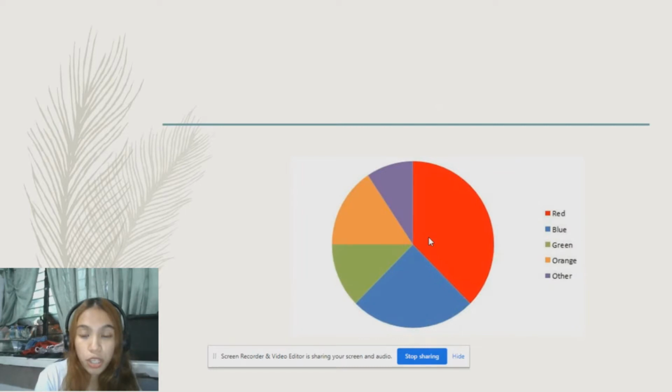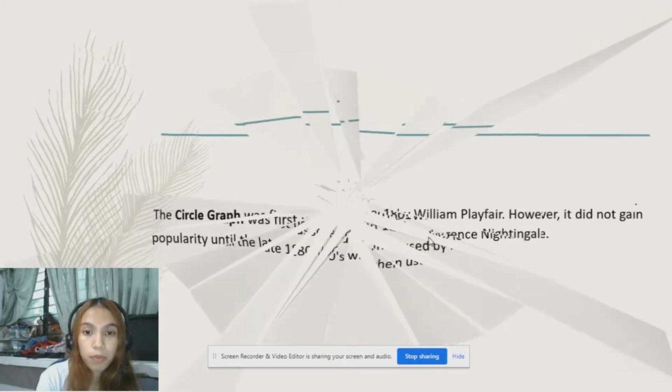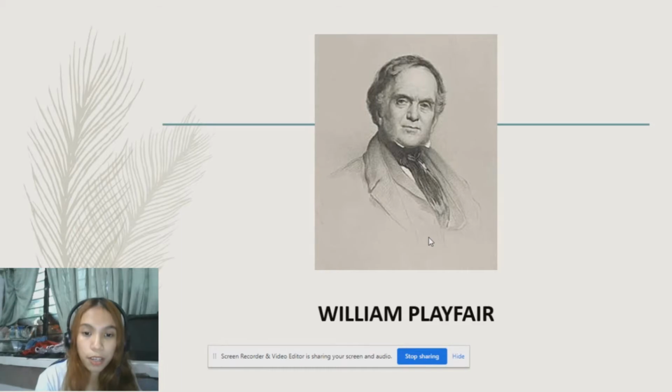Here is a picture of a circle graph. The circle graph was first used in 1801 by William Playfair. However, it did not gain popularity until the late 1800s when used by Florence Nightingale. This is a picture of William Playfair.